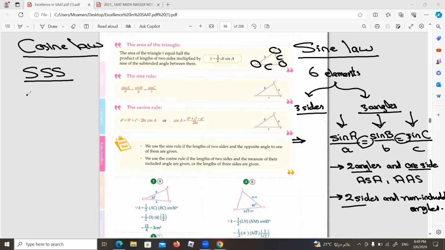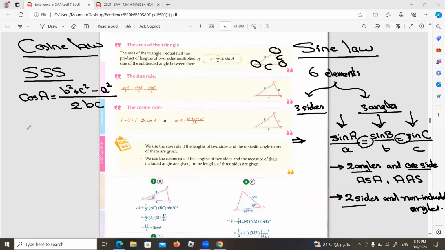So what is the rule, mister? Cosine A equals a fraction. This is A. Leave A. So it will be B squared plus C squared minus A squared. So the letter with the cosine will be with a minus or negative sign, and the other two letters will be at the beginning with plus. Over what, mister? Over twice BC, twice the other two sides.